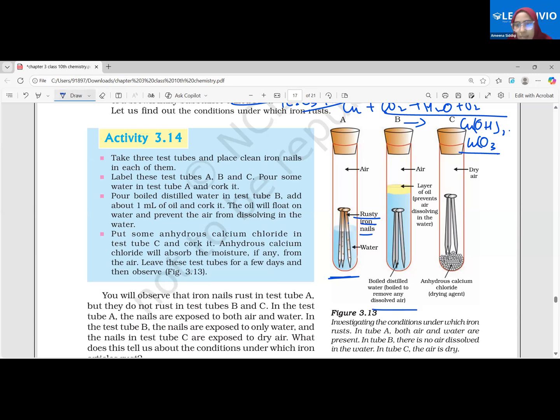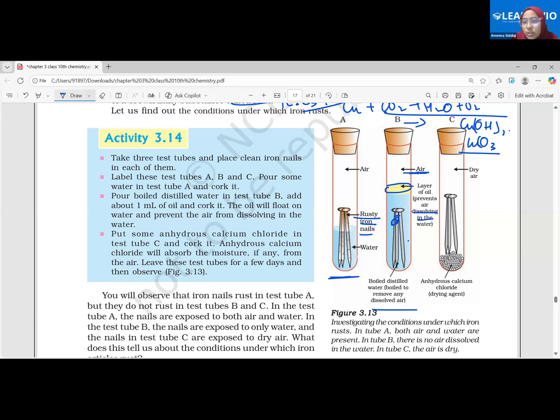Now let's see what is happening here. We have air, we have water, we have nails, but yet they do not get rusted. Why? The nails here are clean. Why are they clean? Because we have a layer of oil here, and that layer of oil prevents the contact between air and the metal. The metal is here, the air is here, and there is no contact between them. If there is no contact, obviously there is no oxygen, therefore no corrosion will take place. Is it understood? Yes, ma'am.